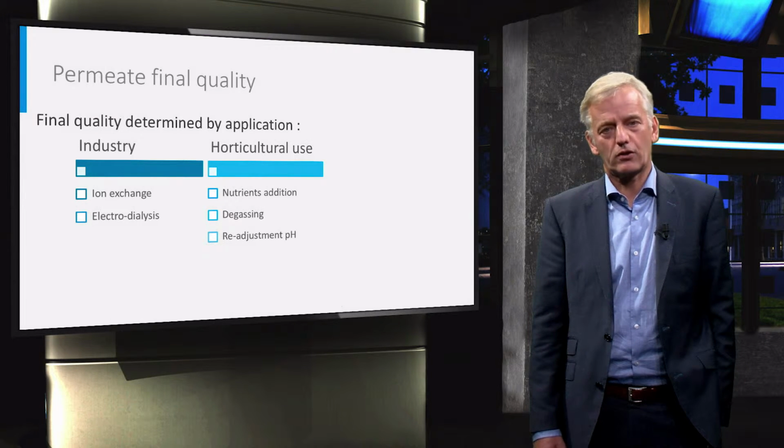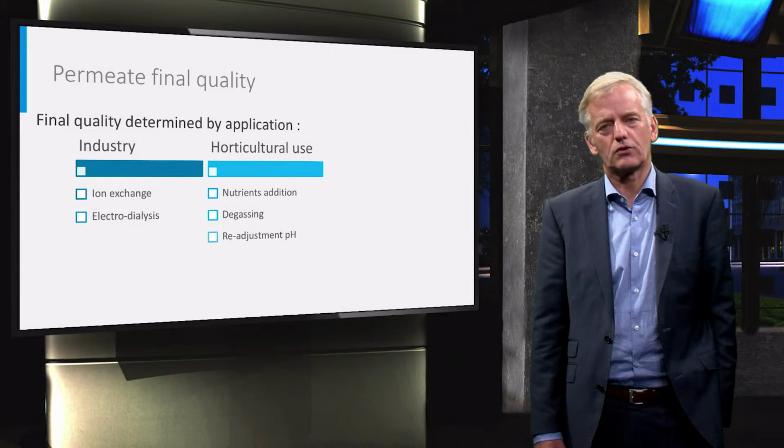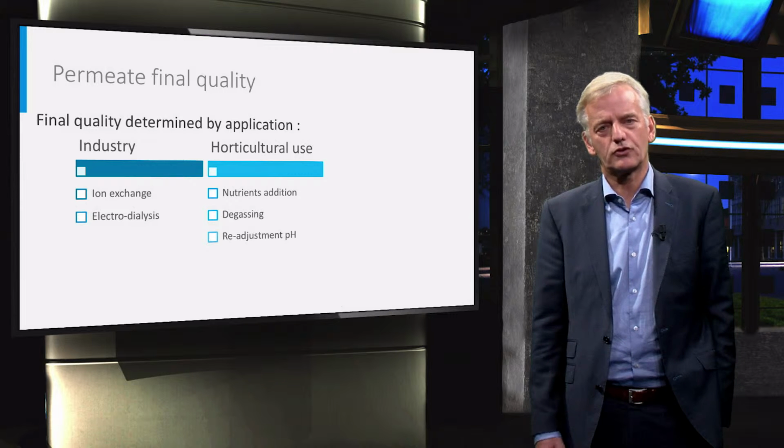The water for horticulture use must comply with the specific demands of the crop. Addition of essential nutrients like potassium, nitrogen and phosphorus, pH adjustment and the degassing are typical additional treatment steps.